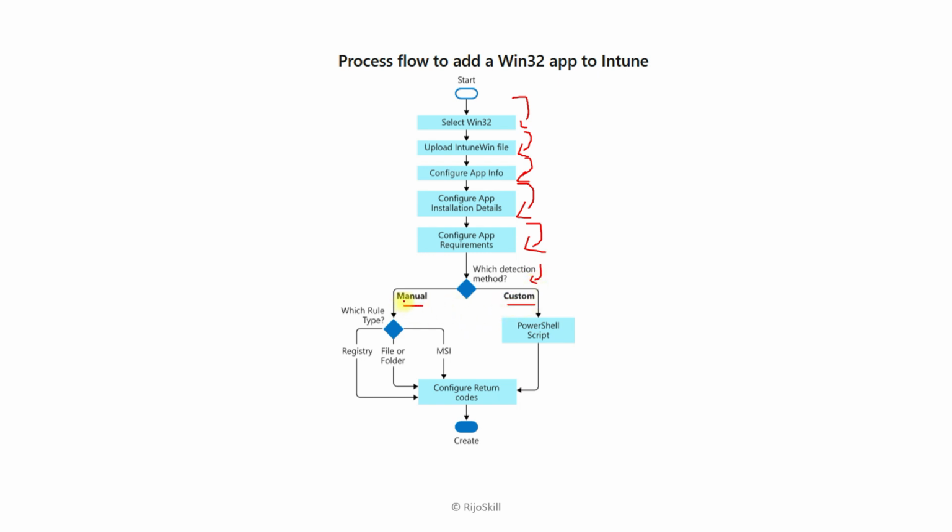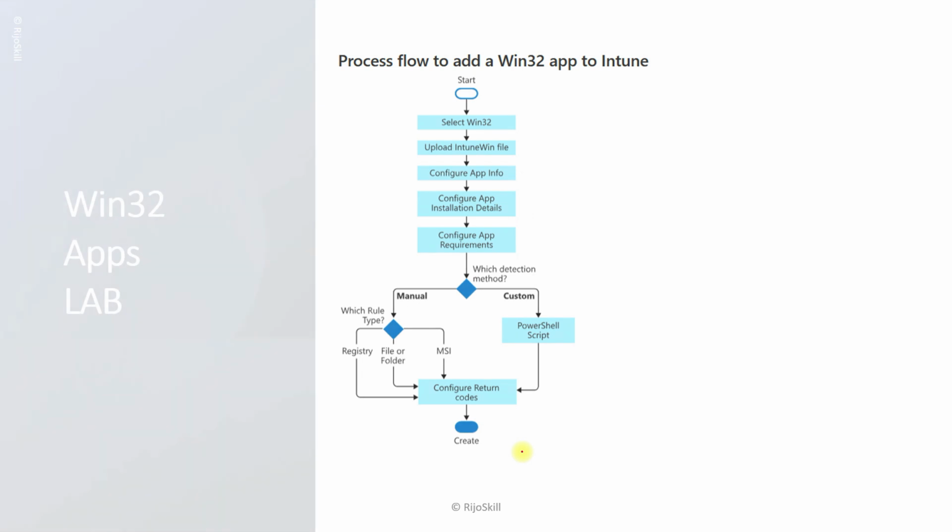So for the manual method, directly go to the three: registry, file, and MSI. These are the three methods available. You need to enter the registry method, the registry edit method. File means you need to specify the file for the installation folder, and MSI means you need to give the package ID information about the application. PowerShell means you need to create your own PowerShell script, and then after that the configuration return code will be created. So we will go to the next slide.